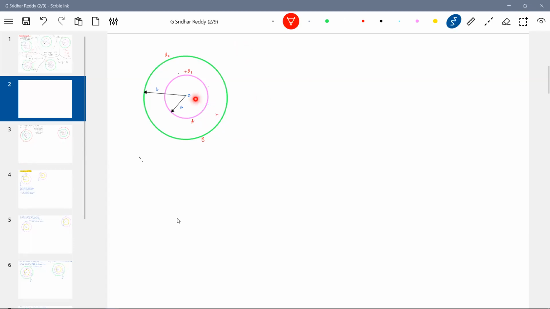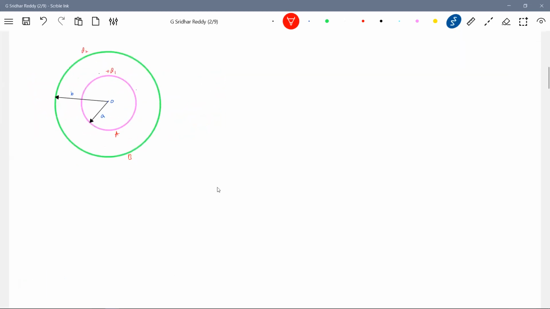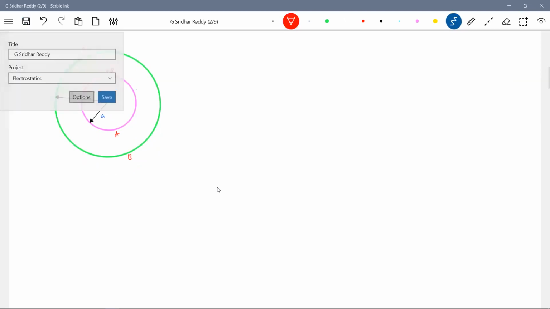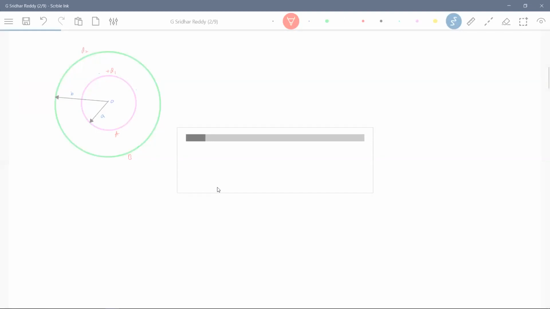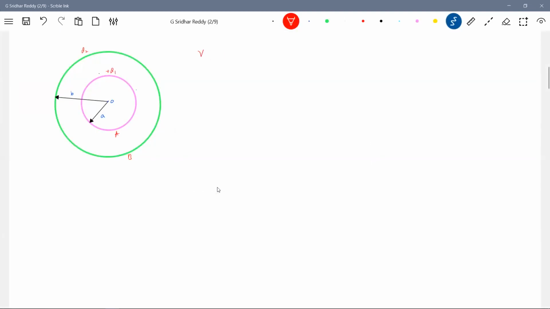I'll remove all these things. So what we want exactly is the potential of shell A and B. What is the method? Once again, we'll use the same formula. When calculating potentials, what should we do? We should just take the superposition. All of you do follow. Just look at the screen. It will be the potential at point A.